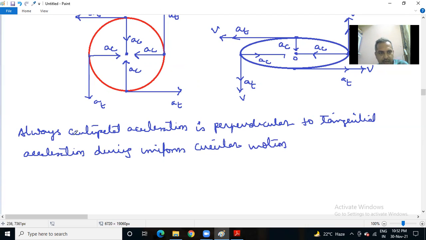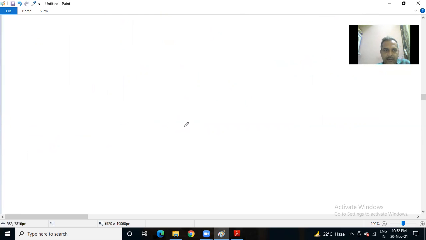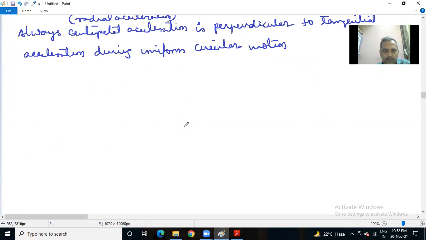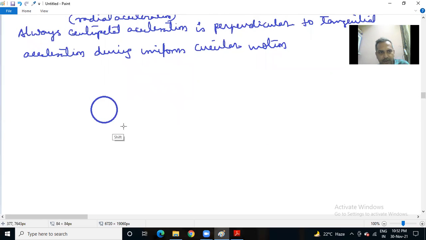So there is another name for centripetal acceleration. The other name is radial acceleration. Then let us try to derive the equation for centripetal acceleration. Assume that once again a particle is moving in a circular path.